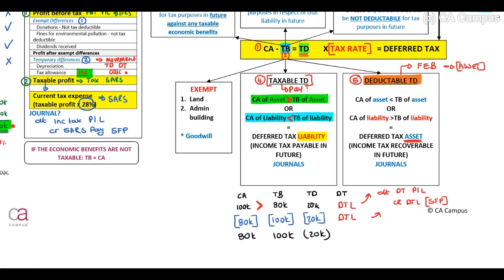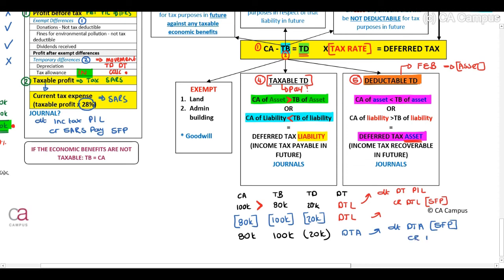Will this be a deferred tax asset or liability? The carrying amount of our asset is less than the tax base of our asset, therefore we recognize a deferred tax asset. How do we recognize a deferred tax asset? We debit deferred tax asset in our statement of financial position and we credit our deferred tax in our profit and loss. Now guys, very important, we may only recognize a deferred tax asset when it is probable that there will be future economic benefits to be used against this deferred tax asset.